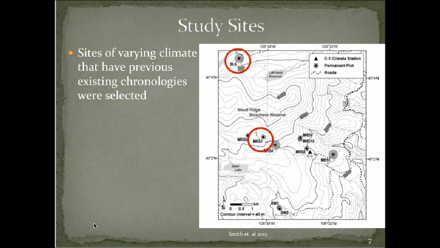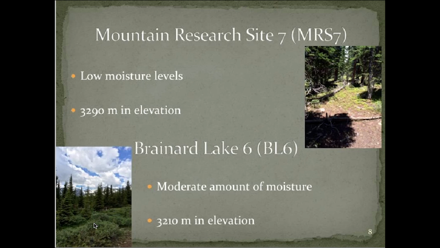The sites I'm looking at are located on Niwot Ridge, very close to CU's Mountain Research Station, and their names are Brainerd Lake 6 and Mountain Research Site 7, which I will call BL6 and MRS 7 for the rest of the talk. MRS 7 is about 3,000 meters in elevation, characterized by low moisture content, while BL6 is about the same elevation, but has a moderate amount of moisture. We tried to choose a few different sites. We originally had 3, and the last one was very much a bog site. It had a very high moisture content, but time constraints led us to only use these 2.